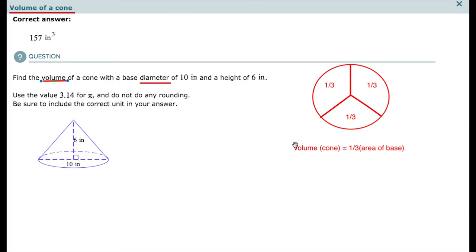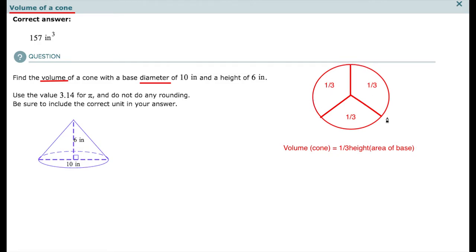Now the formula for volume of a cone is 1/3 of the height times the area of the base. Now, the area of the base, it makes sense that you would need that, but people forget that it's 1/3 times the height. Now, that 1/3, I want to show you where it comes from.